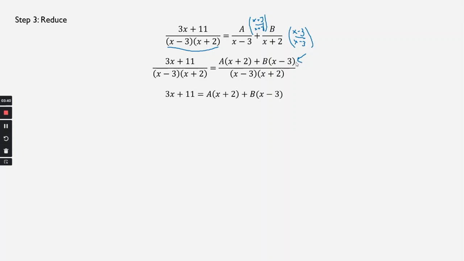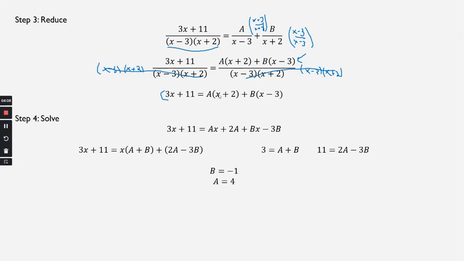Now we are looking to get rid of that denominator, and we can do that by multiplying both sides by our denominator, so by that x minus 3, x plus 2 term. And when we multiply both sides by this term, they actually cancel out. We cancel these out and cancel those out, and we're left with this one equation here. This 3x plus 11 equals a times the x plus 2 quantity plus b times the x minus 3 quantity.